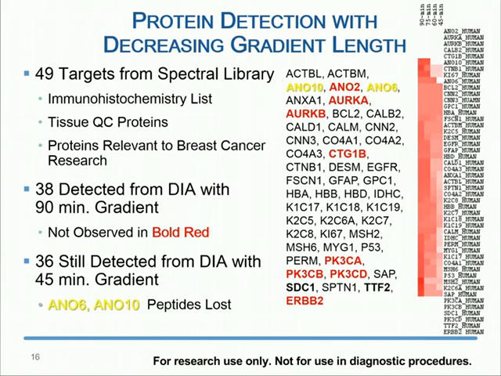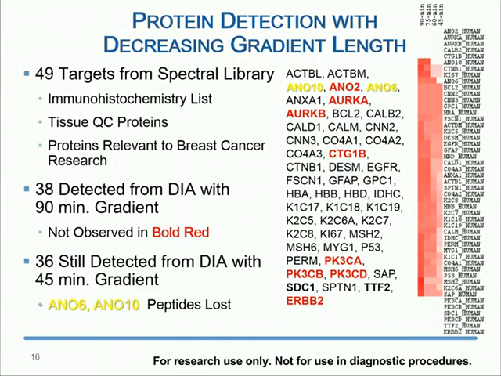We had some tissue quality control proteins, and we chose some proteins that were relevant to breast cancer research, EGFR or B2, those types of proteins. So when we look at the DIA experiment, we're able to detect 38 of those. Those are all listed in the black in the middle panel here. The ones that we weren't able to observe are shown in bold red, and the ones that could be detected in the 90-minute gradient but not in the shorter gradient at 45 minutes, the peptides were lost for ANO6 and ANO10.